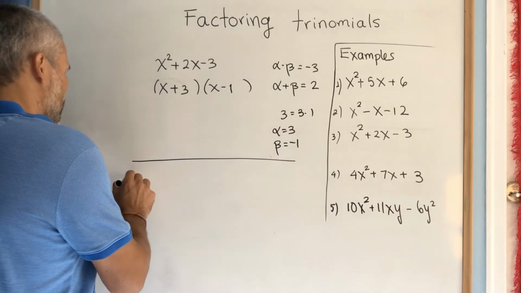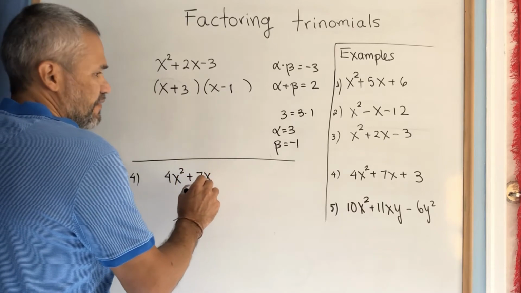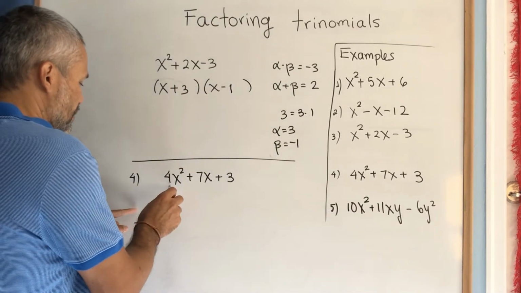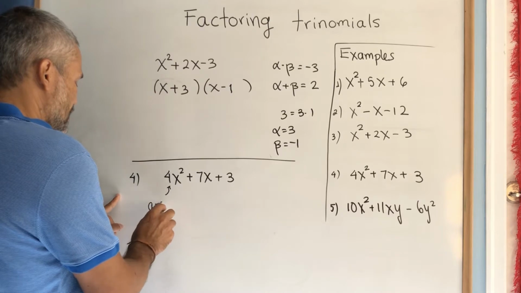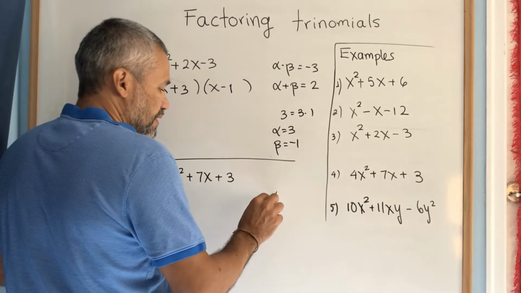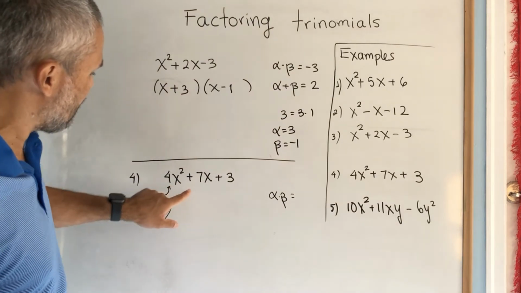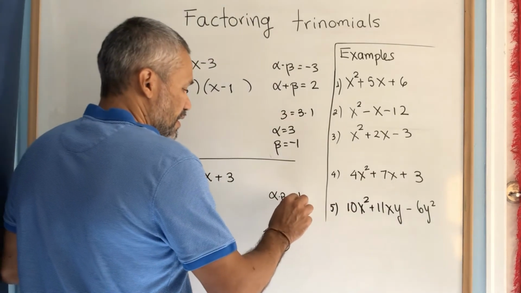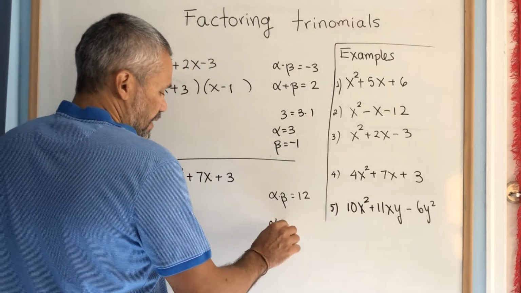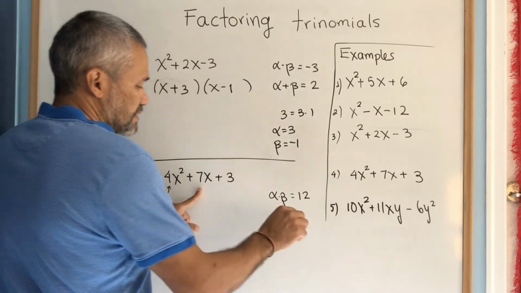We have example number 4, and here we have 4x squared plus 7x plus 3. In this case, the leading coefficient is, let's say, a equal 4. Then we need to look for two numbers with the property that alpha times beta is 3 times 4. We multiply the leading coefficient by the constant coefficient, and we have 12. And we again want the sum to be just the coefficient of x, 7.